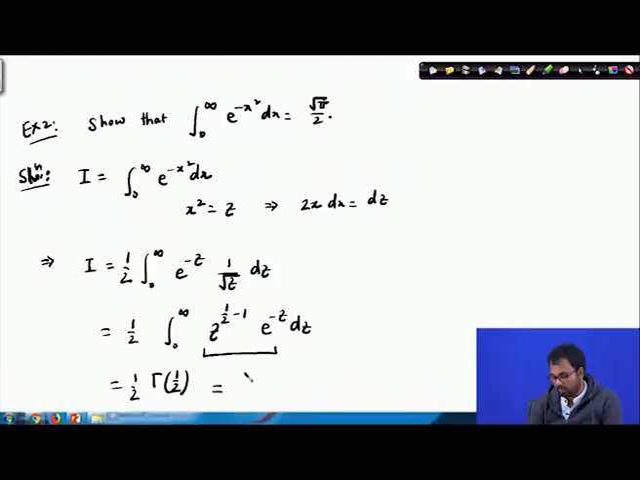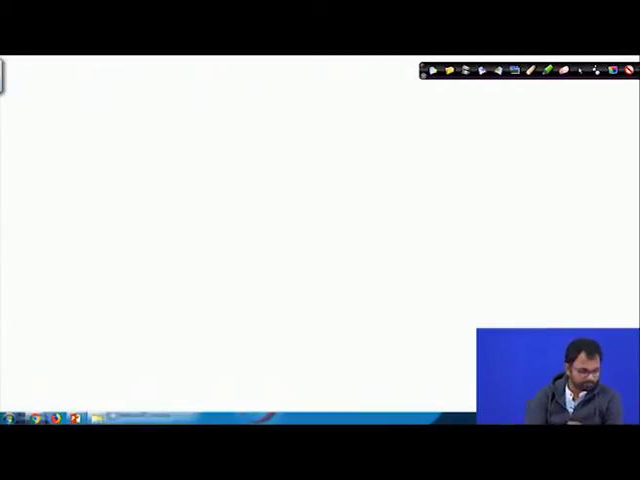And we know that gamma half is square root of pi, and this is what we needed to prove. So you see, using just some simple formulas, without any complicated calculation, we can prove that this integral is actually square root of pi by 2. This is one more application of the gamma integral. There is one more example that we can prove.